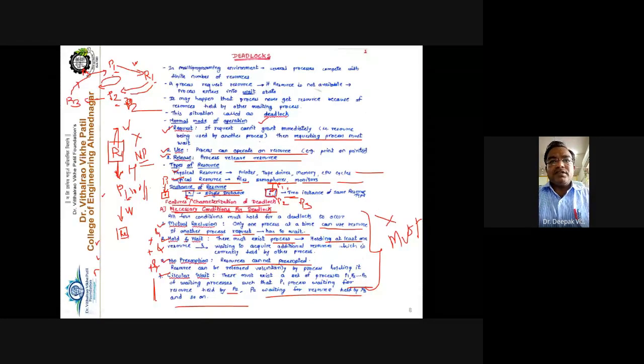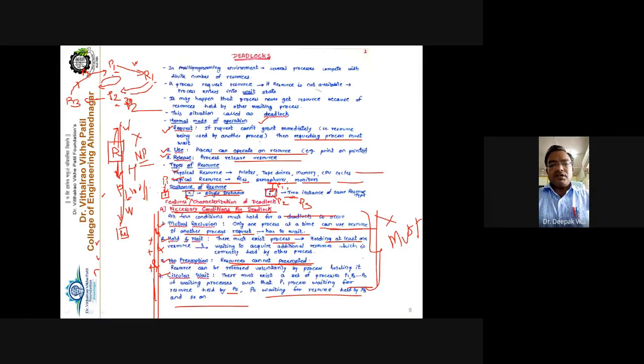Mutual exclusion means only one process at a time can use the resource. Hold and wait means the process holds some resources and waits to get another resource. No preemption means the resources cannot be preempted. And circular wait means the processes form a circle, waiting to get resources that have already been assigned to other processes. So remember the four conditions, and understand these necessary conditions for deadlock, right?